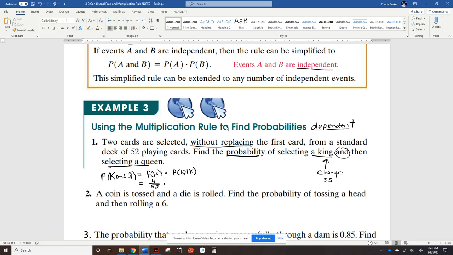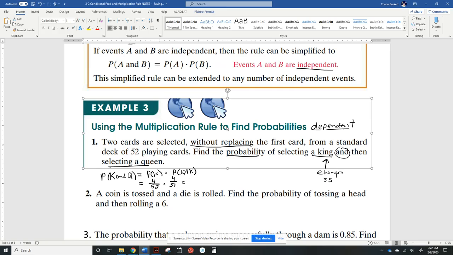And then we already found this. This was the first problem that we worked. But even if we hadn't, here's how you would do it. You would say, okay, how many queens are there? There's 4 in a deck of cards. We've already drawn a king out and we did not replace it. So we no longer have a sample space of 52. We only have a sample space of 51. And now you just multiply those two together and reduce if you can. Use a calculator to multiply those two together.